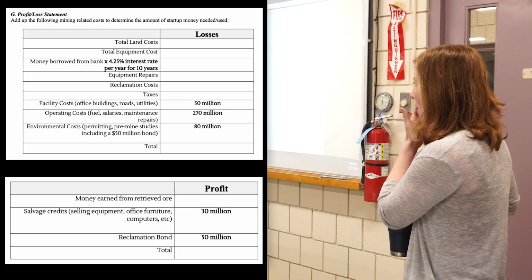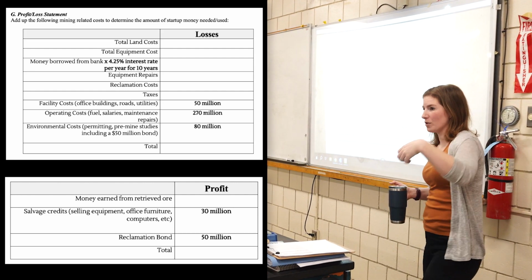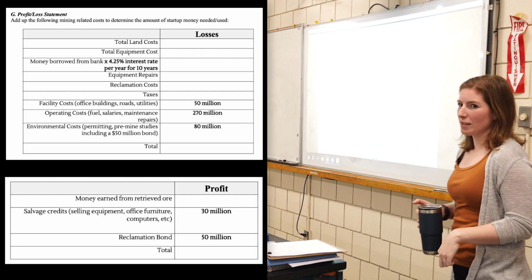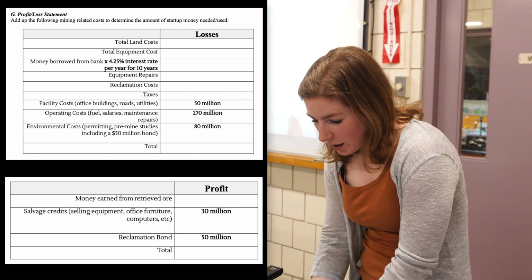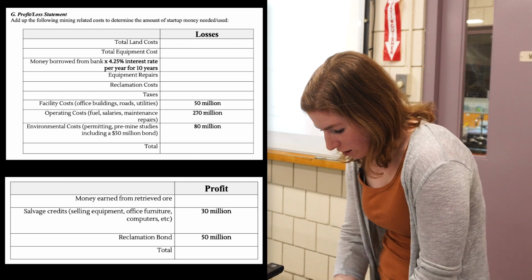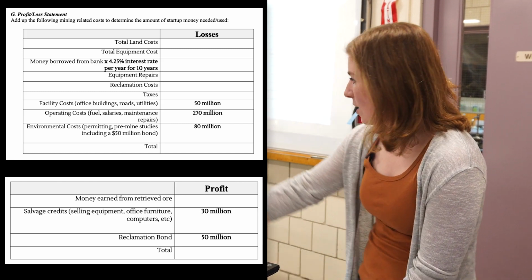Come down here to your profit loss statement. You've already done a lot of this math. You're just gonna go find the numbers. So, total land cost. This was, how much did your cookie cost? Total equipment cost. You're gonna flip back here. Your total equipment cost was down here. So whatever this number is.